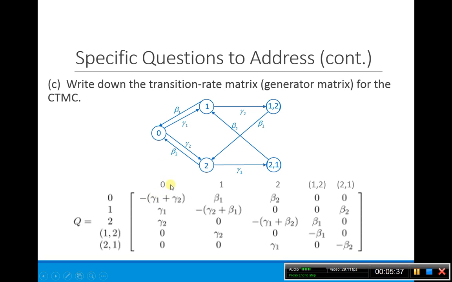So here, if we look, 0 can go to 1 at gamma 1, or to 2 at gamma 2. So what goes on the diagonal is the negative sum of those, because remember, the column has to add up to 0. Where can 1 go? Well, 1 can go back to 0 at rate beta 1. 1 can also go to 1,2 at a rate of gamma 2. And then this diagonal element is just going to be the negative sum of those rates. So we're going to have negative (gamma 2 plus beta 1), and so on. With 1,2 and 2,1, notice there's only one transition, so our diagonal elements are just negative beta 1 and negative beta 2 respectively.